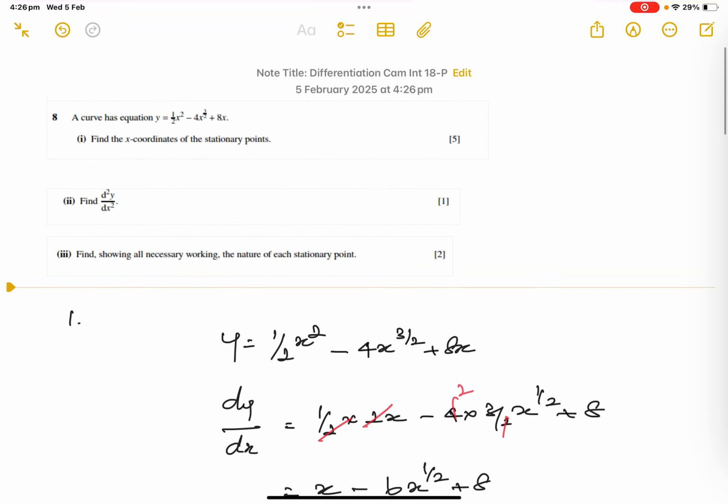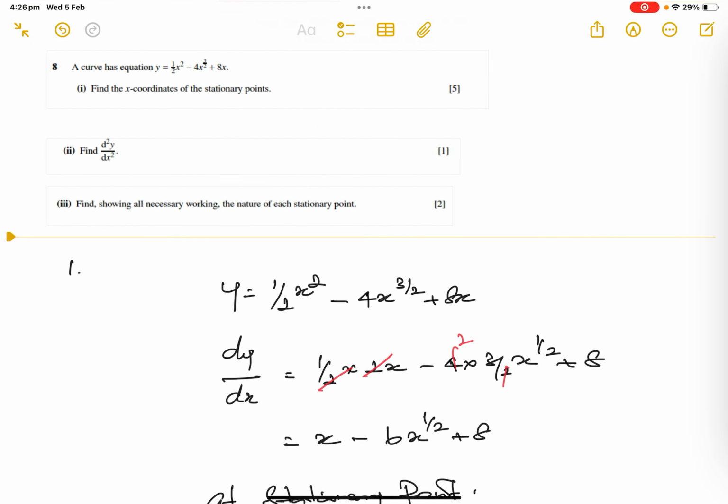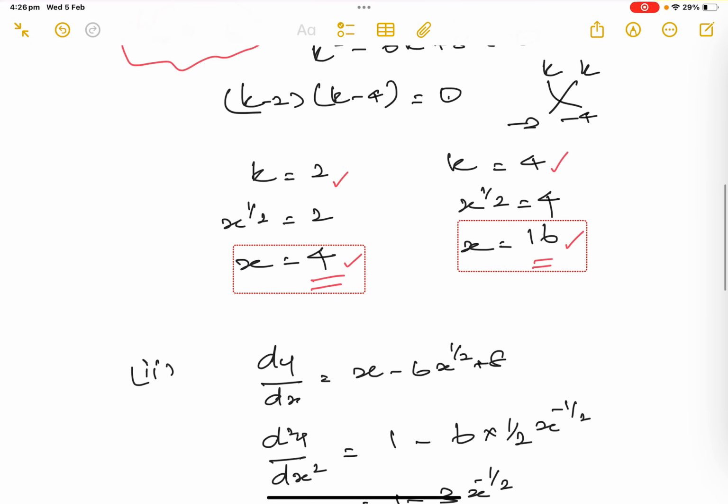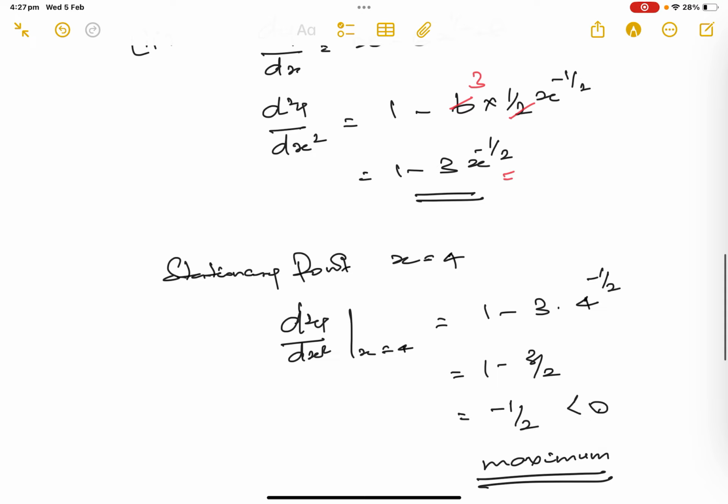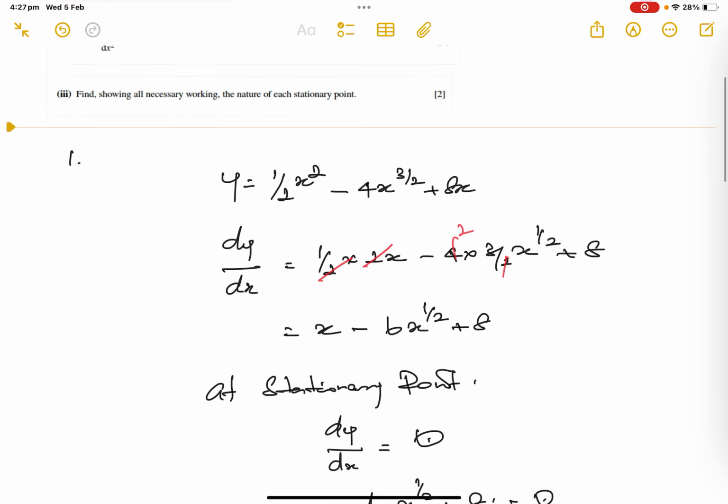Right, next part. Find d2y by dx squared. So simply differentiate again. We know dy over dx is x minus 6 times x to the power of half plus 8. Differentiating that, x becomes 1, minus 6 times half times x to the power of minus half. That will be 3. So that is 1 minus 3x to the power of minus half. That is the second part done.